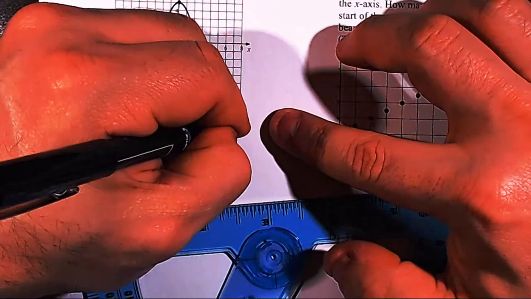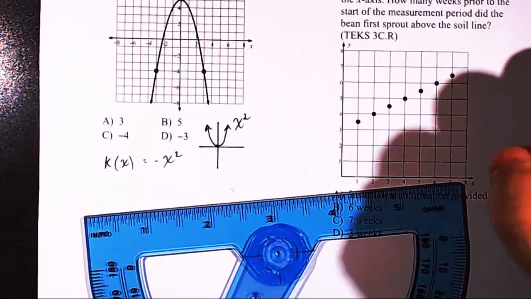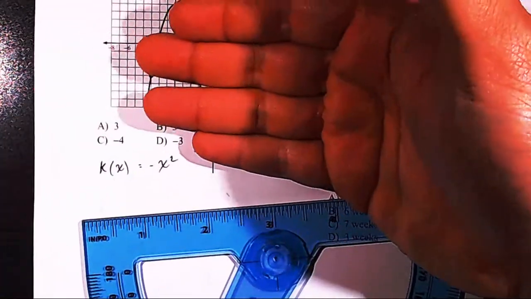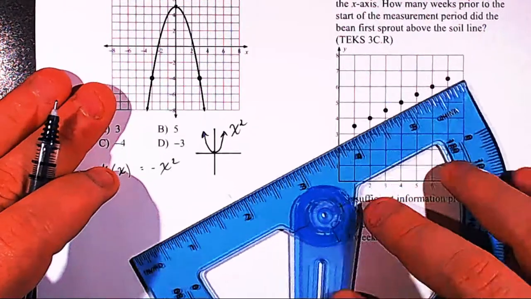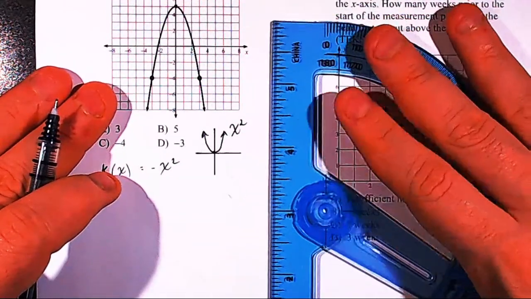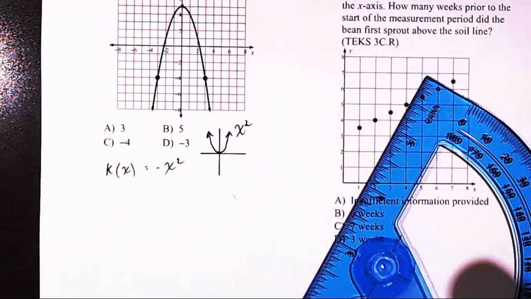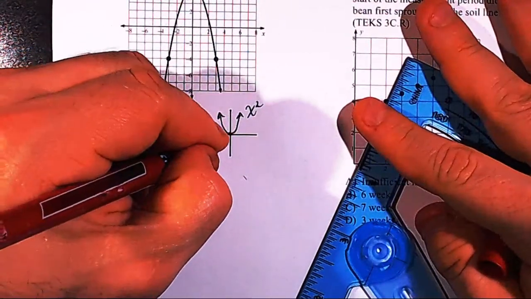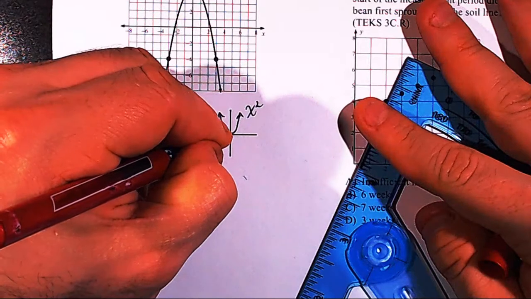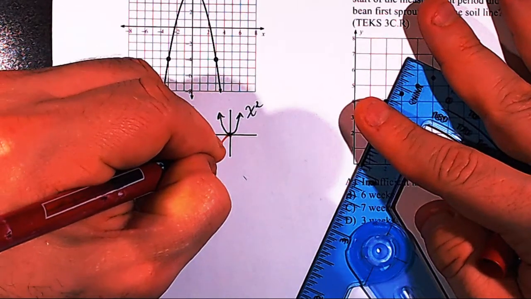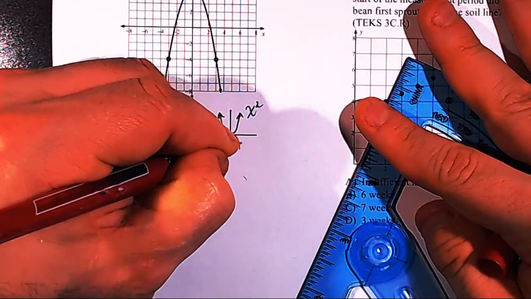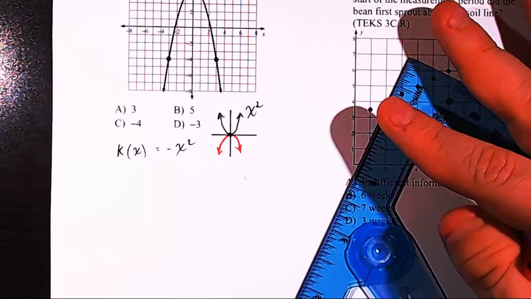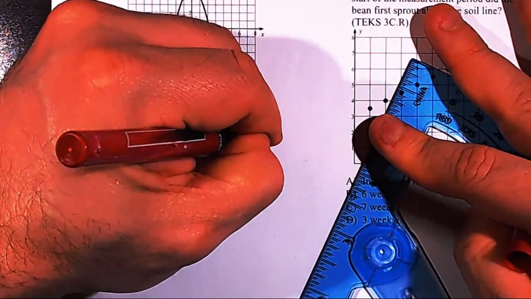Okay, that's x squared. -x squared just flips this guy upside down. So I'll use a red. If I wanted to do -x squared, it would be the same looking shape except flipped like that. This is -x squared.